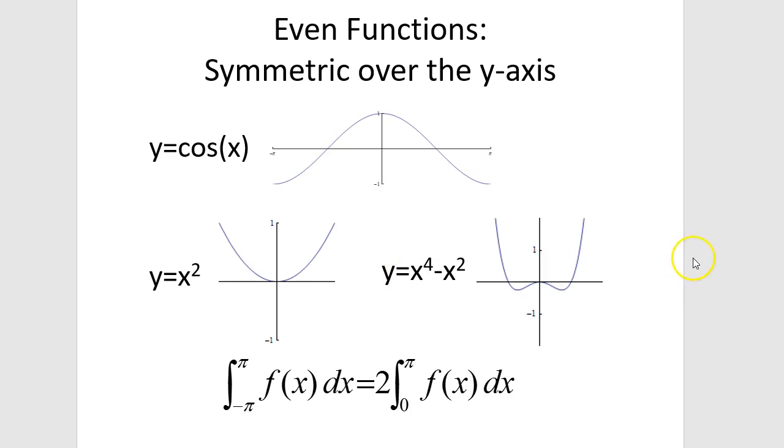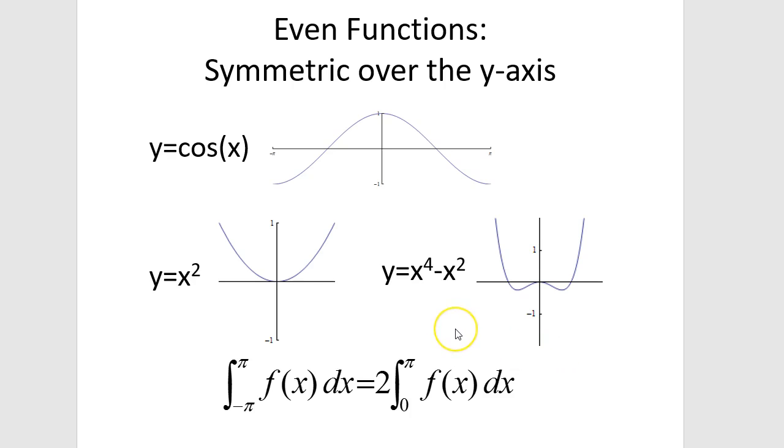Okay, first, what's an even function? An even function is a function that is symmetric over the y-axis. So imagine you have the y equals cosine x graph, and if you folded this graph along the y-axis, you can see that the right side and the left side match evenly, right? And other functions that have such properties are, for example, y equals x squared, y equals x to the 4th minus x squared.